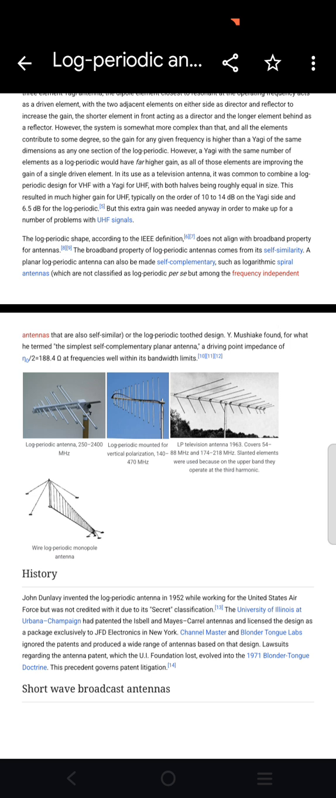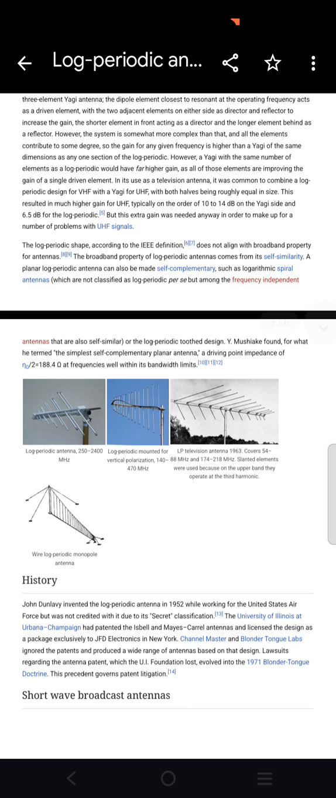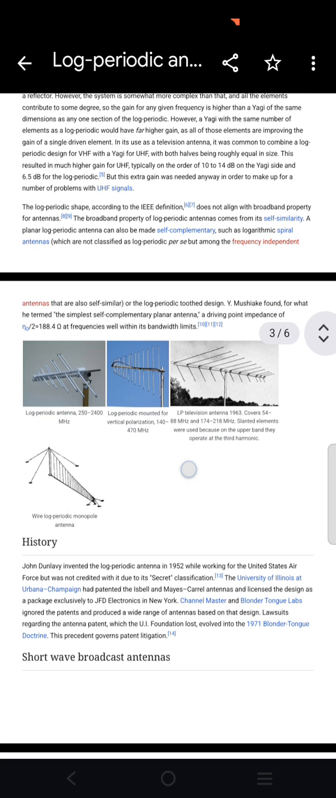This resulted in much higher gain for UHF, typically on the order of 10 to 14 dB on the Yagi side and 6.5 dB for the log periodic. But this extra gain was needed anyway in order to make up for a number of problems with ultra high frequency signals.